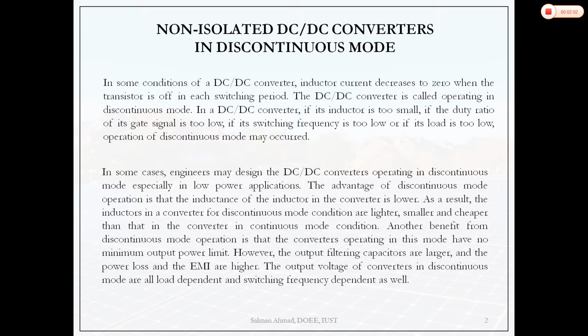But because of discontinuous mode of operation, there will be more EMI, there will be more power losses, and also we require higher output filtering capacity. So these are some of the drawbacks, but if performance is not that much the criteria, in that case we can use discontinuous mode of operation for low cost operation.